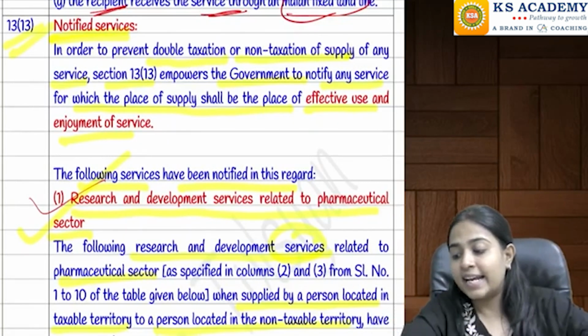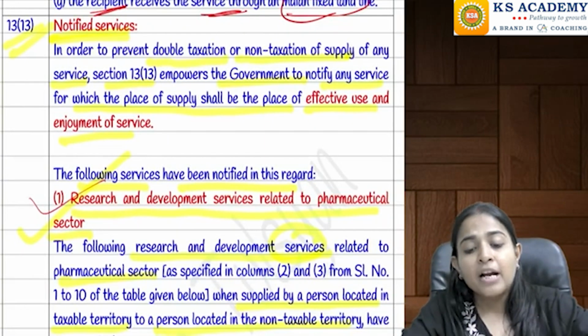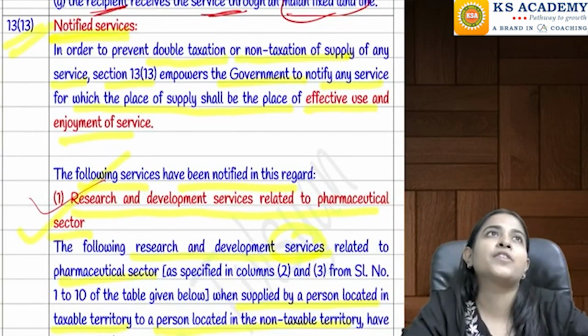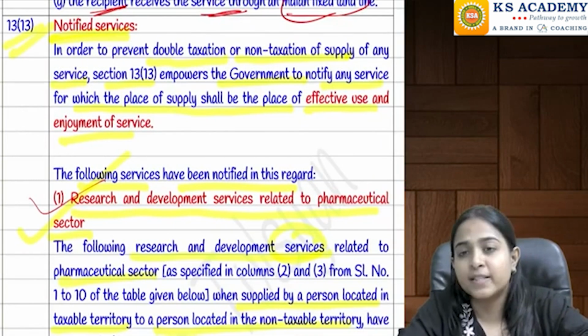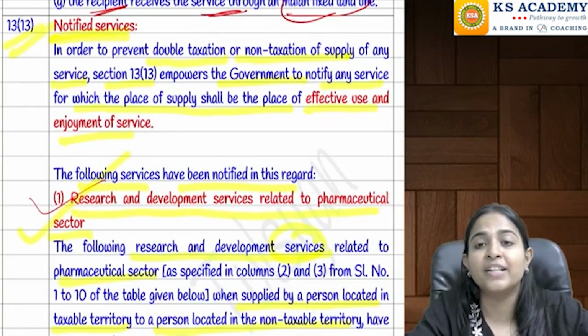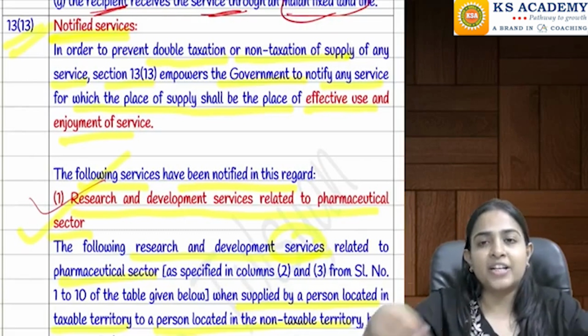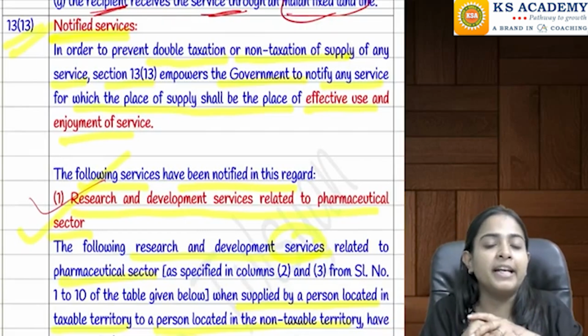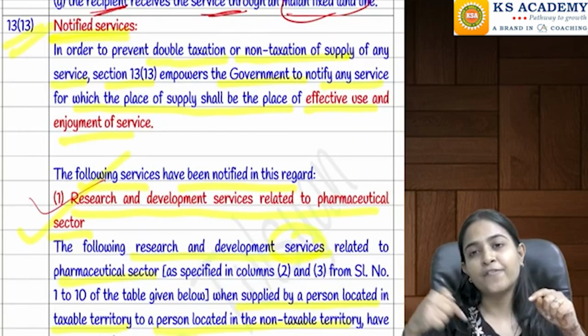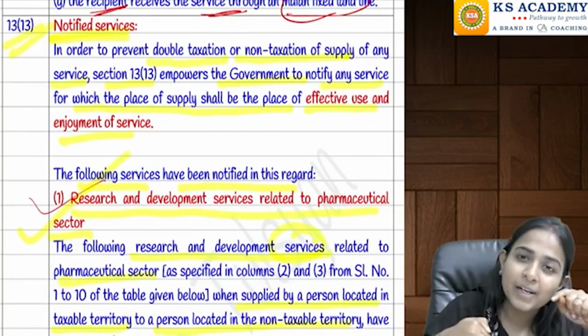Then can I say as per section number 12.3, the place of supply where the physical presence of goods is required will be the place where the goods are, where the service is actually performed. So if the research and development is actually performed here in India, as per that provision, the place of supply should have been India only.